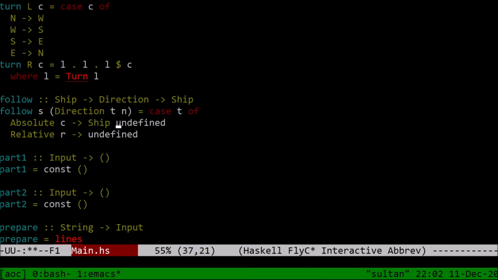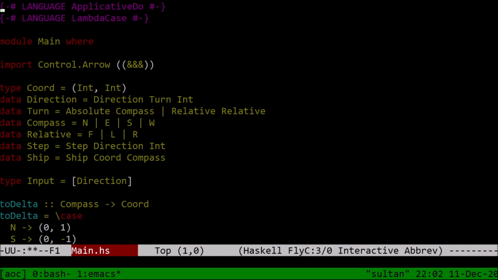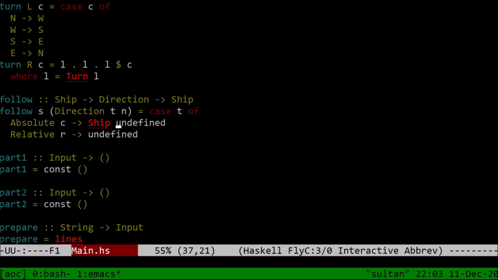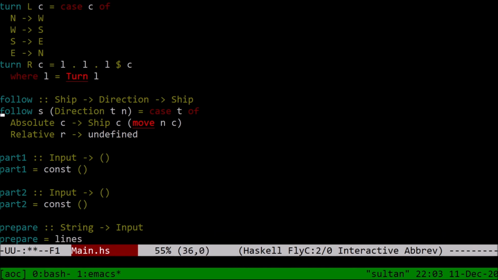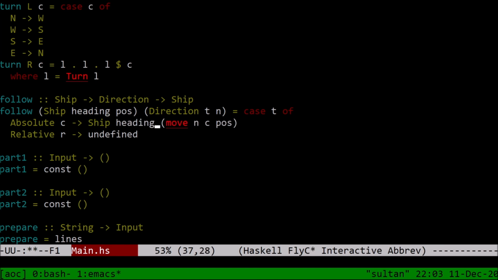I guess in this case we can say it's a ship of our old, hang on, a ship takes, I'm going to change the order to then ship, compass and a coordinate, ship of C, we're not changing the coordinate, and move N C is the idea. And here I will say I need to destructure the ship as well. Ship heading pos. Oh, how exciting. Move N C of pos. But instead of C, it should be heading, our old heading.